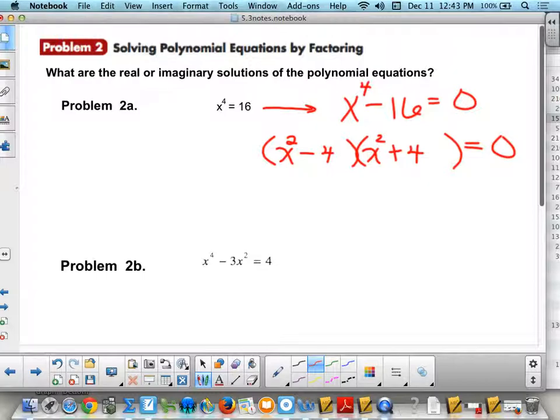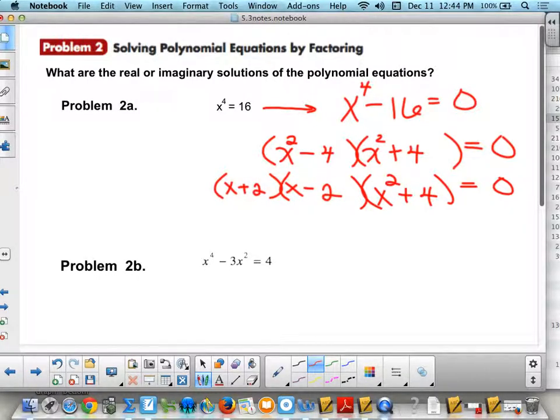I'm going to ask again, can you take this factor or this factor and still keep going? Which one can you keep going with? The difference of two perfect squares. This is the sum of two perfect squares. This is not factorable. This one, leave it. This one, split it. Split it into what? X minus 2, x plus 2. Okay. Three factors. Pull out the solutions now.